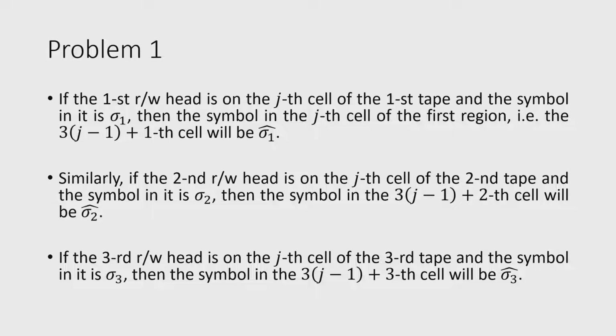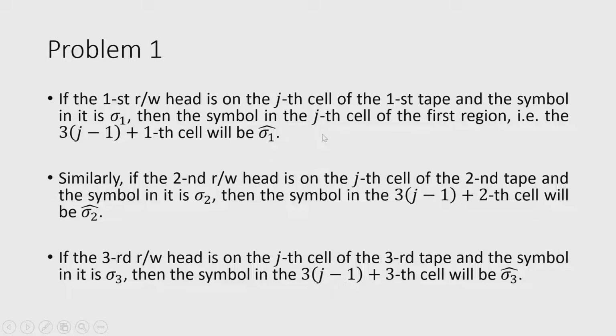Now I'll talk about how we would use this new alphabet set to store the read-write positions of the 3 read-write heads of M on the tape of M prime. So if the first read-write head of M is on the jth cell of the first tape and the symbol in the jth cell is sigma 1, then the symbol in the jth cell of the first region, that is the 3j minus 1 plus 1th cell, would be sigma 1 hat. Whenever we see that a symbol on the tape of M prime has a hat on it, it would signify that the corresponding read-write head of M is on that cell.